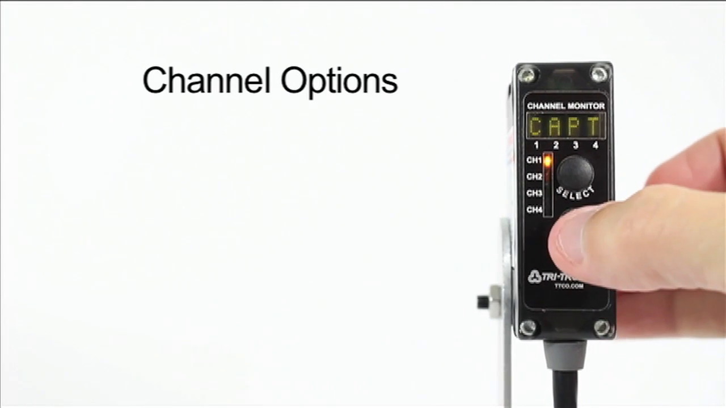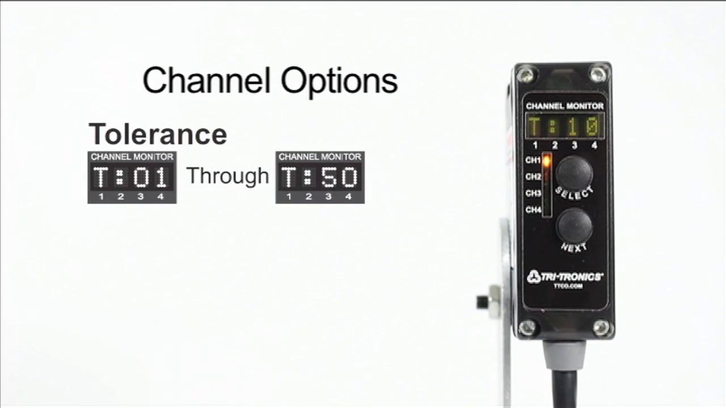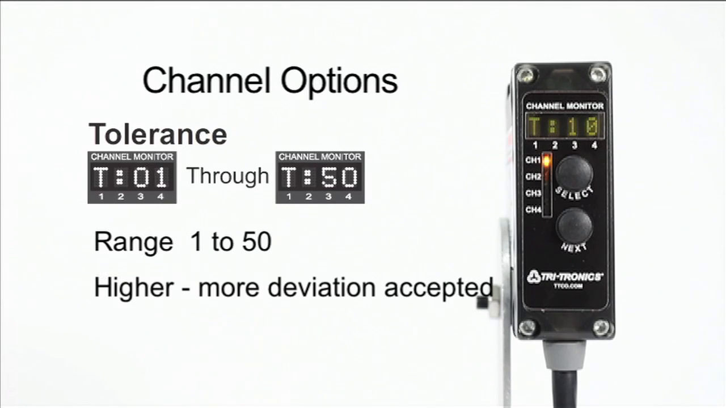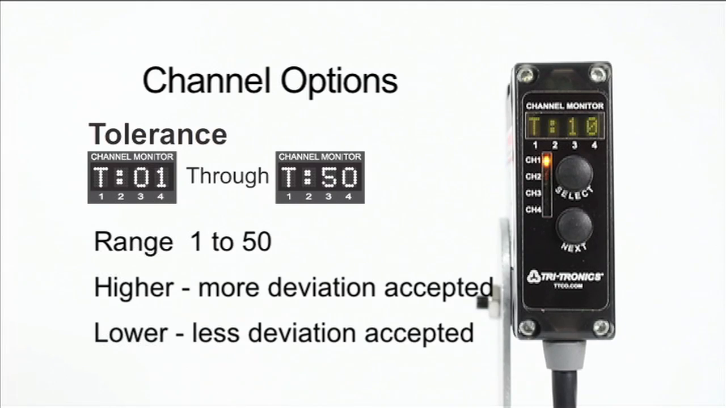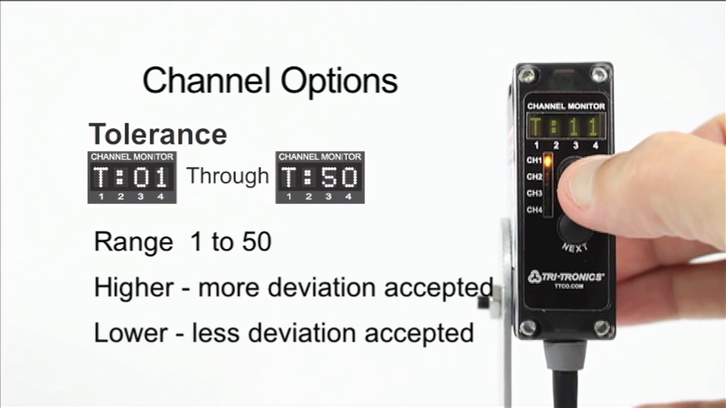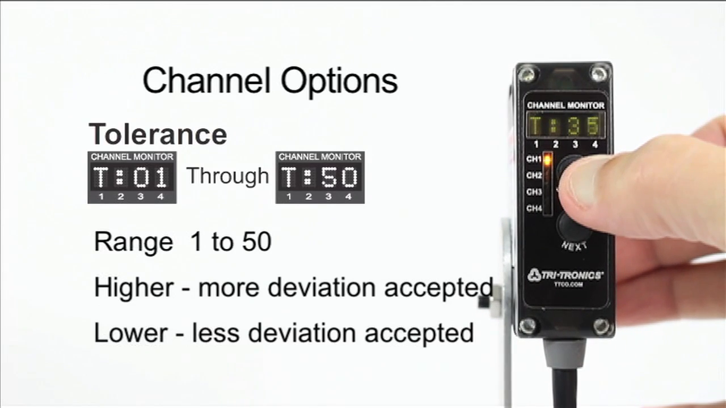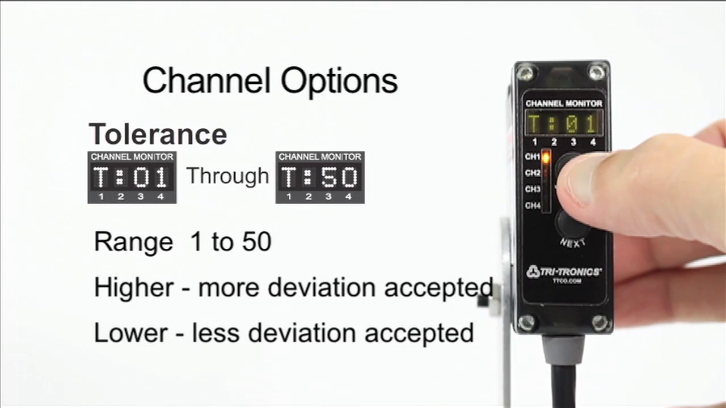Pressing Next will advance to the next option, Tolerance. The tolerance setting is a number from 1 to 50, with 10 as the default. The larger the number, the more deviation from the captured color will be accepted as a match. The smaller the number, the less deviation will be accepted. To change the tolerance value, press or hold the Select button. The tolerance value will advance up to 50, then wrap around back to 1.